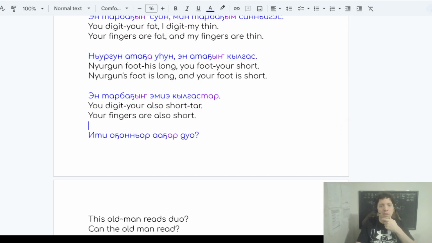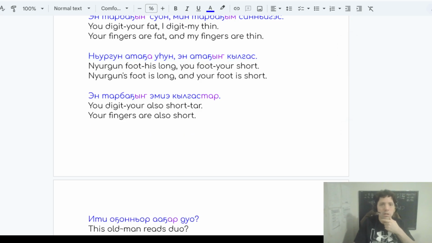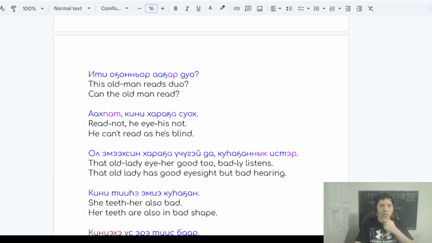Like, wow, whoever wrote this is not very friendly. No, I'm just kidding. There's nothing wrong with short feet or short hands or fat fingers. Alright. Ed tarbagan emye kolgastar. Your fingers are also short. Damn. Alright, I'm just making fun of it.